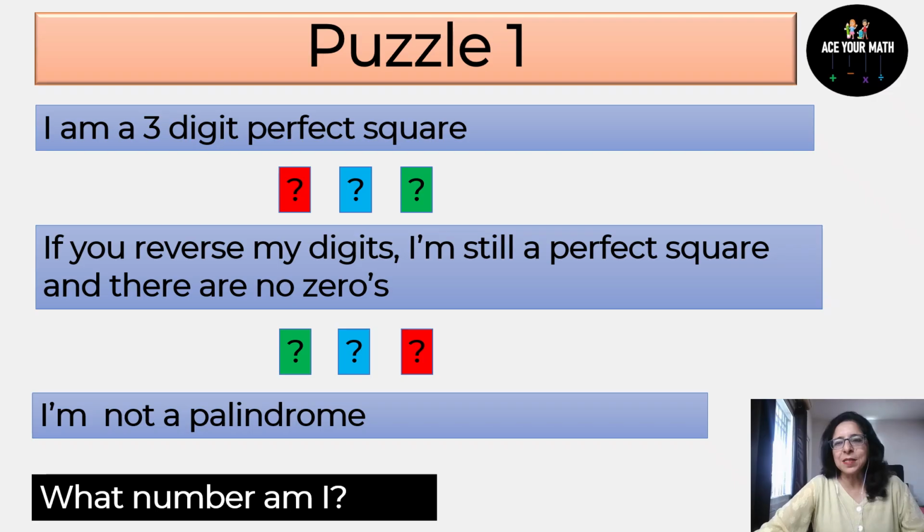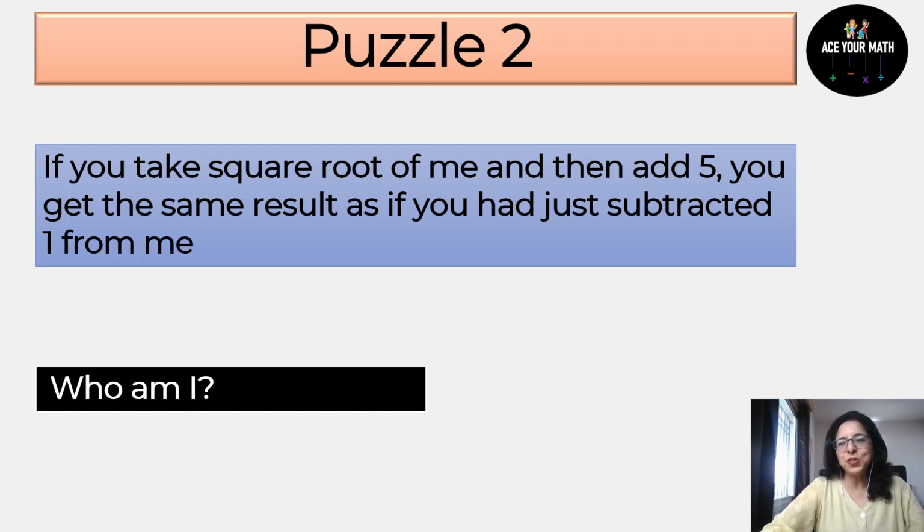So try to crack this puzzle. It's very interesting. You can revise your square roots as well by doing such puzzles, and write to me in my comment section. Now see the next puzzle. Get ready to challenge your brain one more time because another puzzle is waiting for you. The second puzzle says, if you take the square root of me and then add 5, you get the same result as if you had subtracted 1 from me. So try to solve these two puzzles. I can give you only one hint in this puzzle: it is a single digit number. So the answer is a single digit number. I'm sure that you can crack both these puzzles and you can write to me in the comment section.